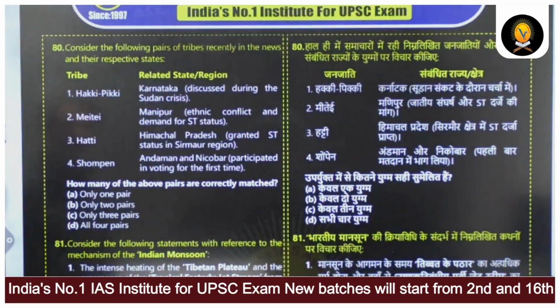Tribes. The Hakki Pikki tribe related to Karnataka, discussed during the Sudan crisis. Meitei tribe, Manipur ethnic conflict. Hatti, Himachal Pradesh, ST status in remote districts. Sentinelese and Sompen of Andaman and Nicobar, voting for the first time. Yes. In the 2014 election they got the right to vote. So, 80, all 4 pairs are correct.